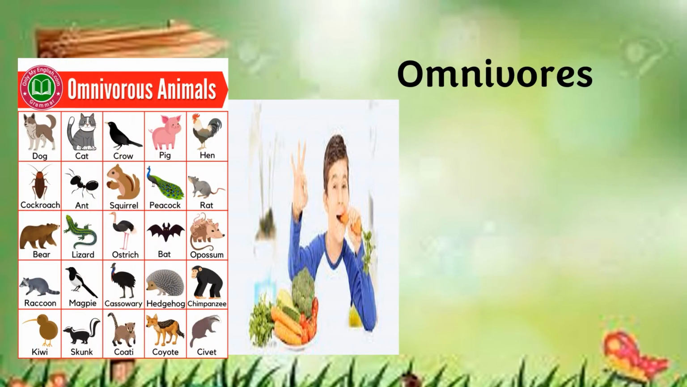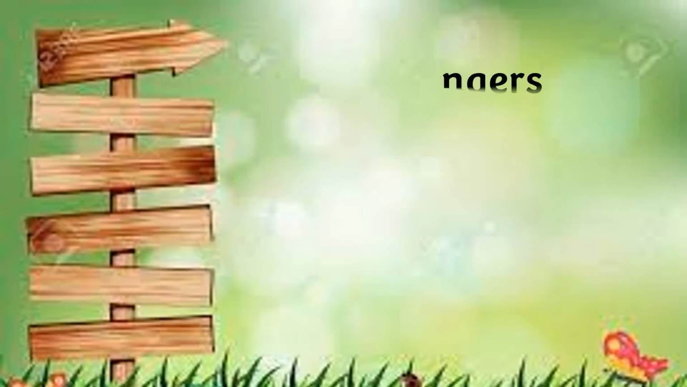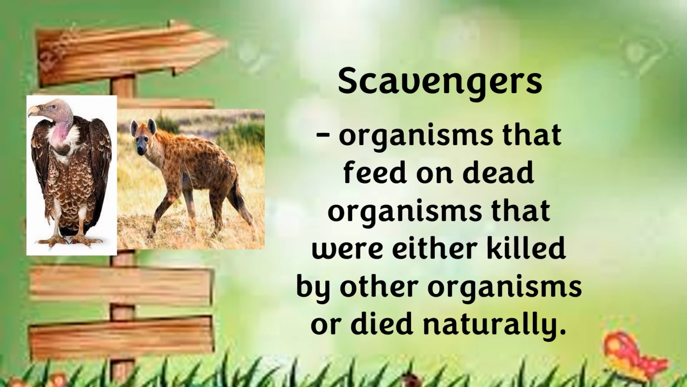Another type of consumer are the omnivores. These are the organisms that eat both plants and animals. And the last type are the scavengers. These are the organisms that feed on dead organisms that were either killed by other organisms or died naturally. Examples are vulture and hyena.